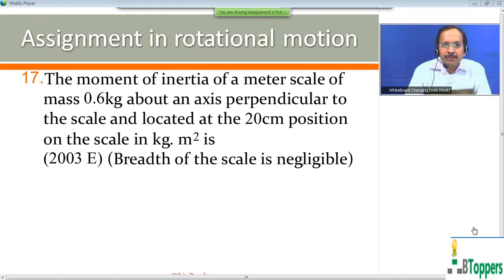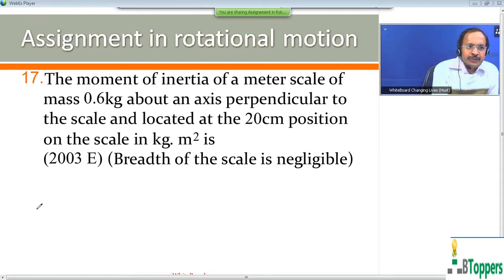I am going to read out the problem now. The moment of inertia of a meter scale of mass 0.6 kg about an axis perpendicular to the scale located at the 20 centimeter position on the scale, in kg meter square, is... The breadth of the scale is negligible. So it's a meter scale, so it is understood that the total length of the scale is 1 meter or 100 centimeter.